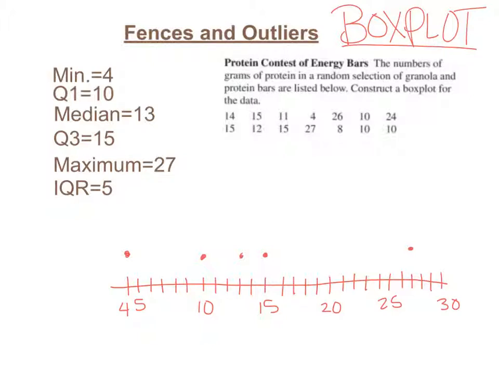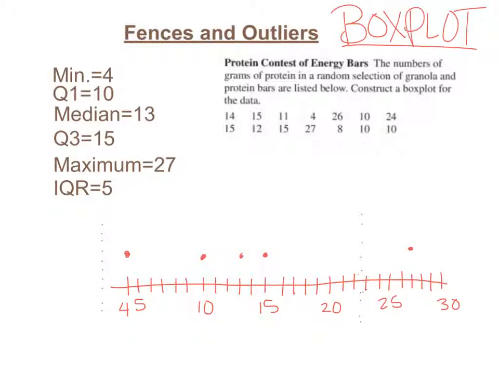The next thing you need to do is figure out where your upper and lower fences are. Remember, the fences were at 2.5. We don't have to worry about this one because there are no lower outliers. The other one's at 22.5, so we have an upper fence here.